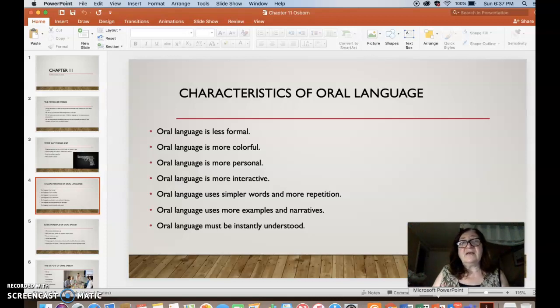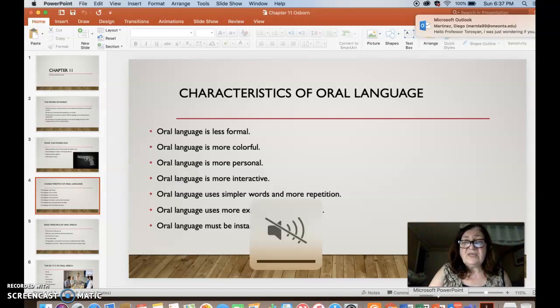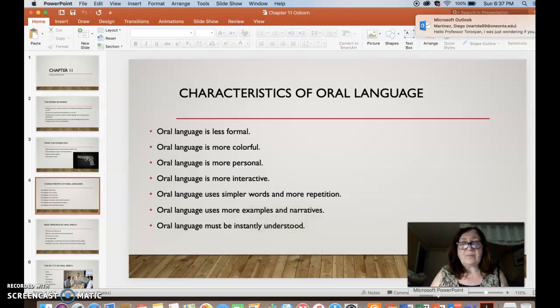and using it strategically, instead of making things more repetitive, redundant, we make them more effective. Oral language uses more examples and narratives. It is permissible because you're talking to someone. You're allowed to tell a story. Whereas when you're writing, you just get to the point. And oral language has to be understood right away. You're not given the luxury of allowing your audience members to go and do research as they listen to you, because they do not have that time.